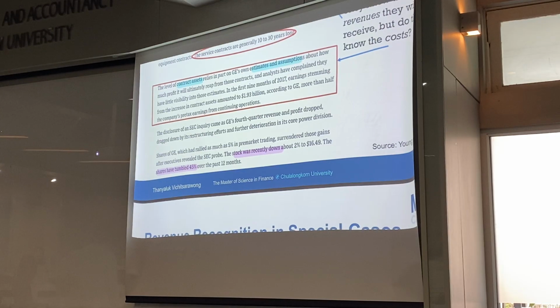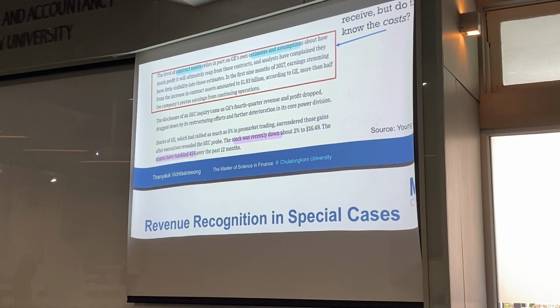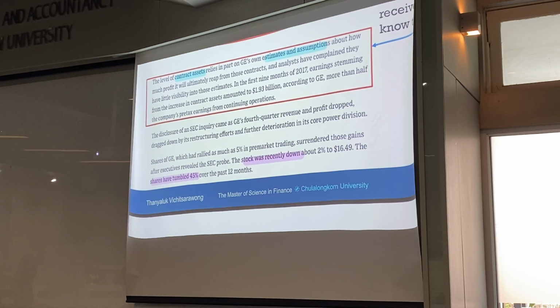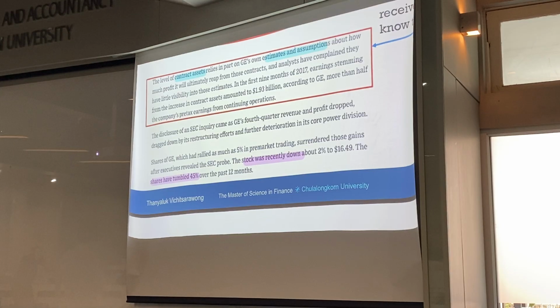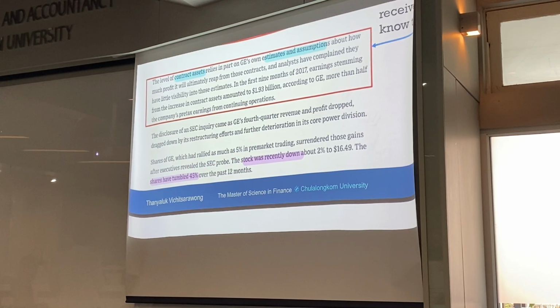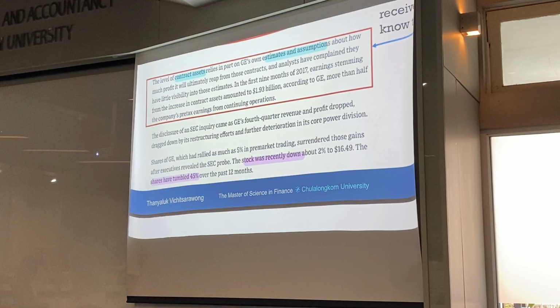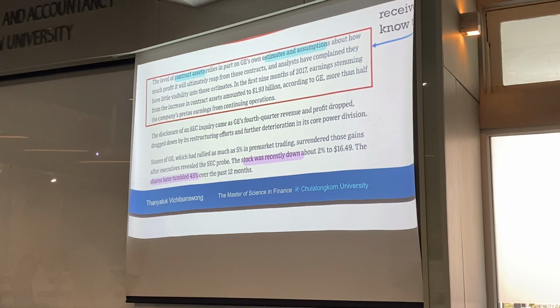So based on this, the company identified that the contract asset is calculated based on GE's own estimates and assumptions. So no wonder they can report very high contract asset, right? So finally, they have to restate the financial statement, and this caused the stock to fall. The price just went down, about 45% down compared to the past 12 months. So that's an impact. When the investors see this kind of scandal, they just don't like this company anymore. So it will have an impact on the share price.